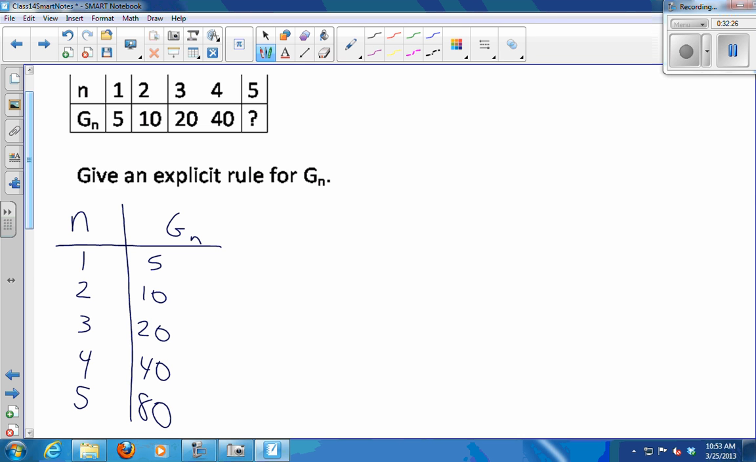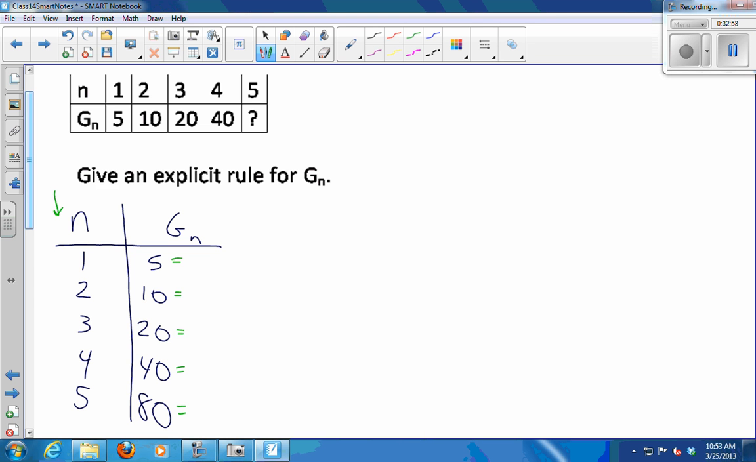Oh, so you multiply, right? So 5 times 2 is 10. Still recursive, because you're using the previous term in the list. So to get to the 20, you're using the 10, right? You're not allowed to do that for an explicit rule. All you're allowed to use is the n. Well, I see 5 times 2 is 10. You can't use the 5, right? Okay. Right. All you can use is the n's.